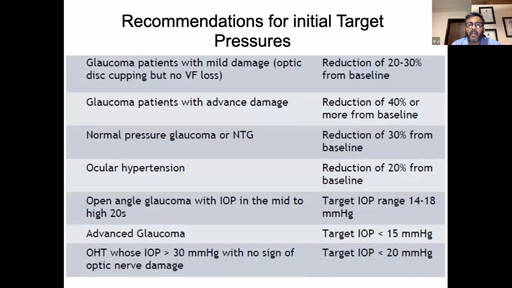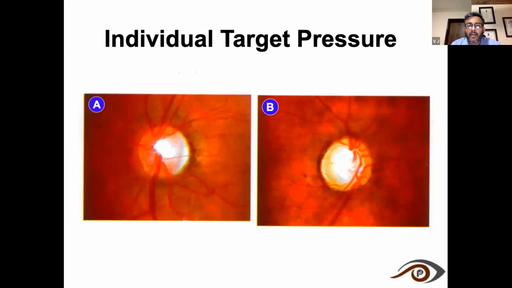Similarly, the American Academy, AAO, has given guidelines. Again, if you see the bottom two, advanced glaucoma, the target intraocular pressure always has to be below 15. I would further revise it for advanced glaucoma and say keep it below 13. And if you see the OHTS guidelines, wherein the intraocular pressure is more than 30 millimeters of mercury with no signs of optic nerve damage, our target should be around 20 when the fields are normal. Again, to repeat, individual target pressures for individual eyes.